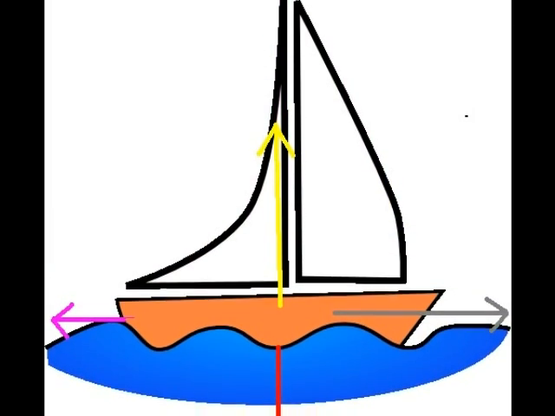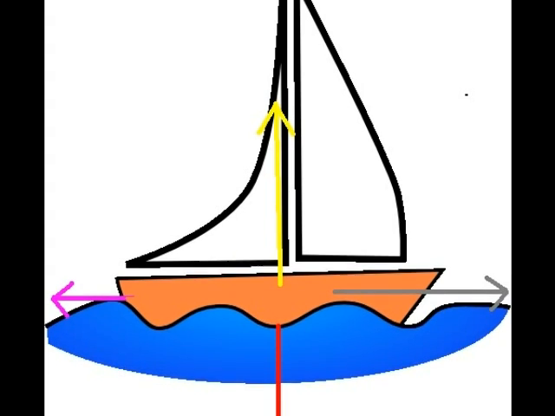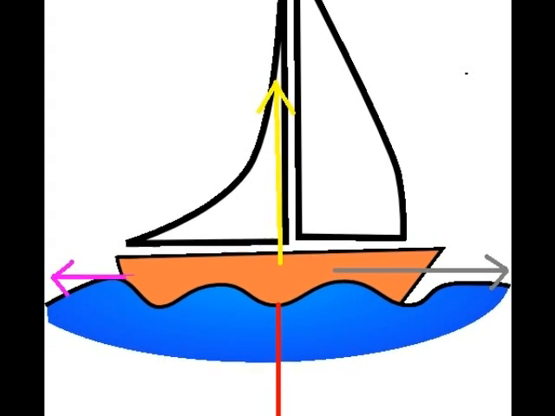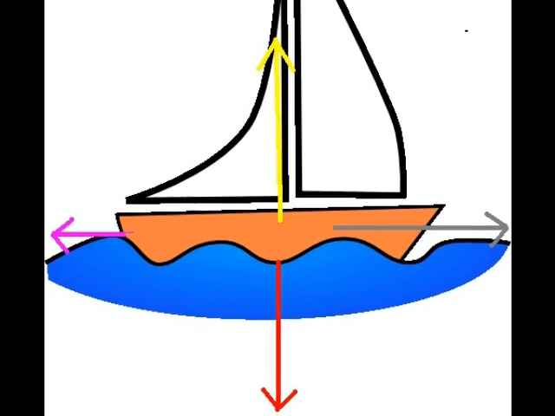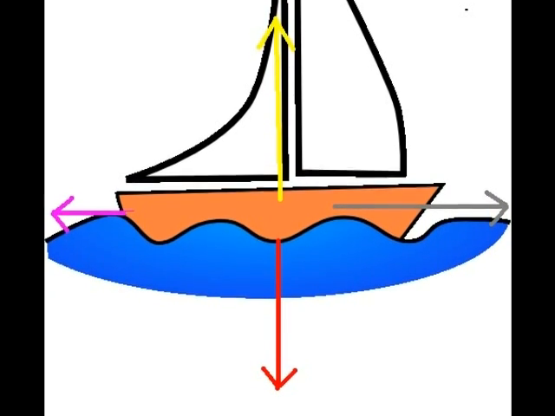And the same thing for the boat. You see the four forces acting again, and the gray arrow, which is motion, overrides the pink arrow, which is friction, so therefore there is movement.